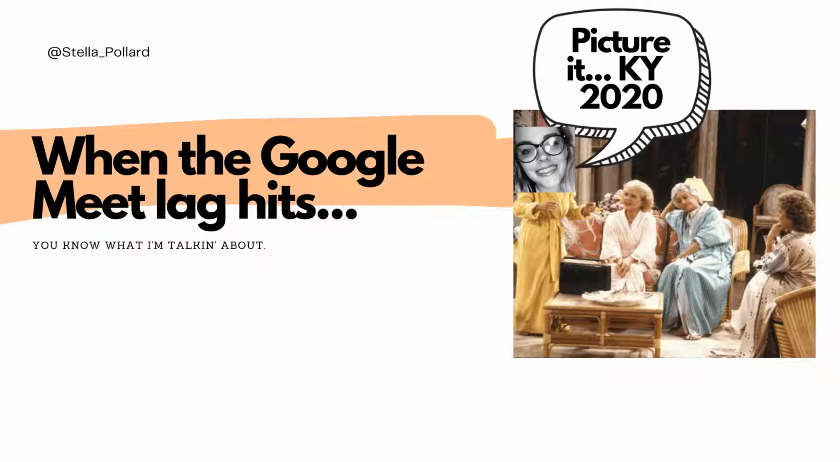But before we do, I also am able to connect to the Golden Girls because I don't know how many times I've said this throughout the pandemic, but picture it, Kentucky 2020, when the Google Meet lag hits instead of Sicily 1912 or 1920. I know you all can relate with that, and it might not be Google Meet, but a different video hosting web call. There we go. I had a brain lag.